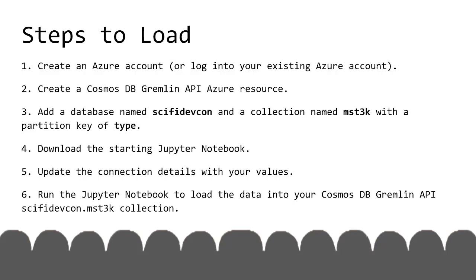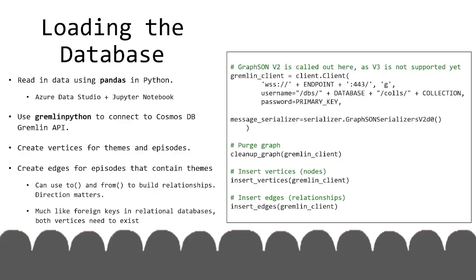Once that's there, some things to note with loading my database. So I'm going to read in my Excel sheet using pandas. I'm working in a Jupyter notebook that I created using Azure Data Studio. I'm going to use Gremlin Python to connect to the Cosmos DB Gremlin API. I will create my vertices and my edges.